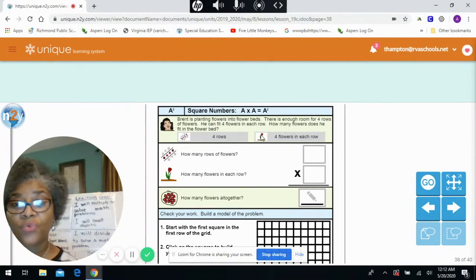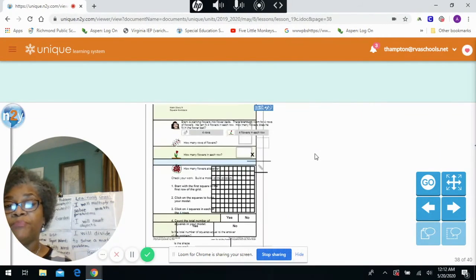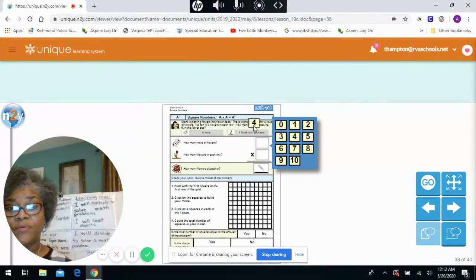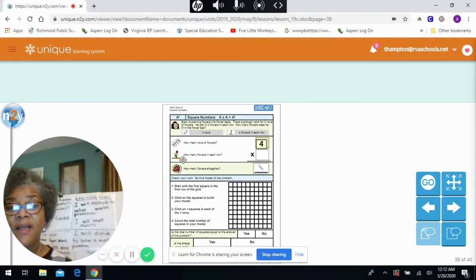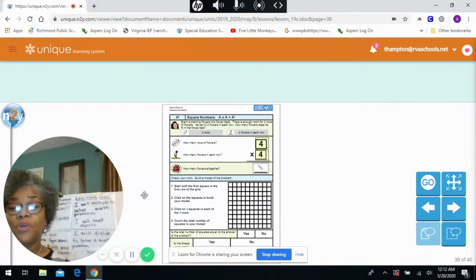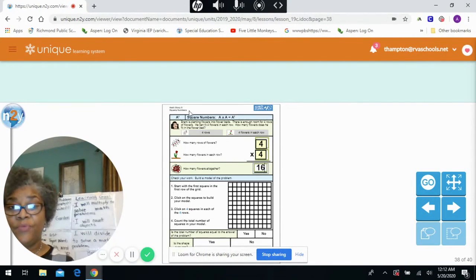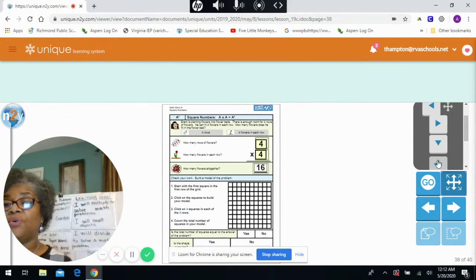So we have 4 rows and 4 flowers in each row. How many rows are we looking for? We're looking for 4. And how many flowers? We have another 4. Now, if you know your multiplication, you'll know, what's 4 times 4? 4 times 4 is 16.